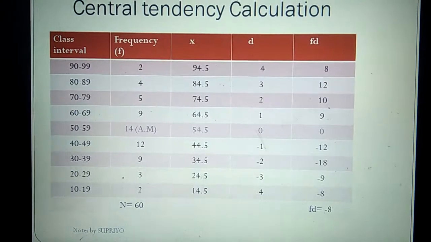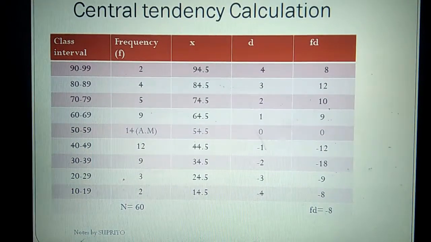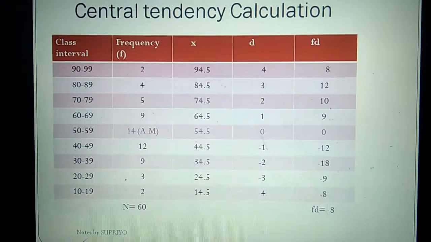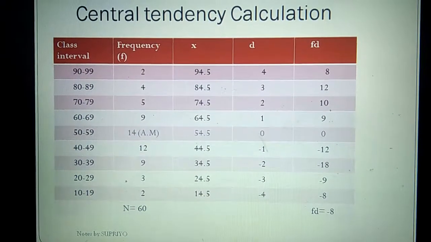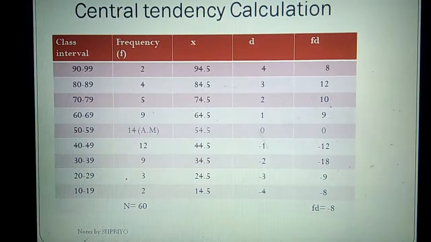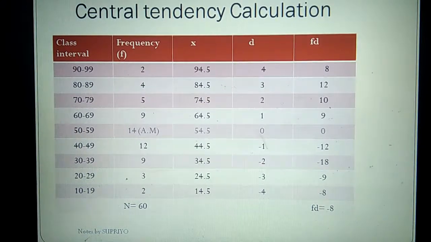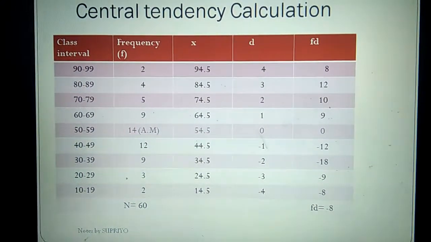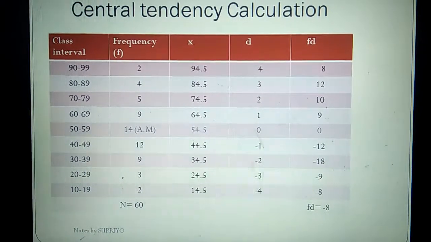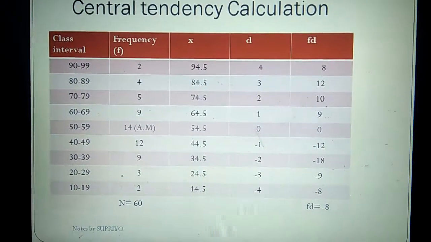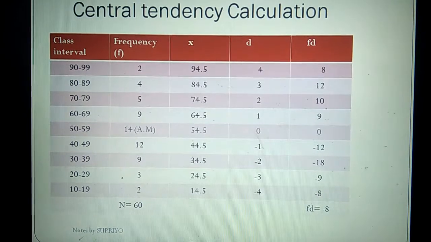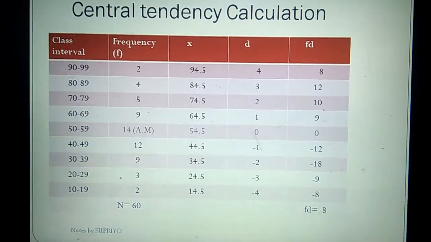Now, what is X on the third column? X on the third column indicates the midpoint of the class interval. Now the midpoint of the class interval 90 to 99: in order to find the midpoint, we will add the two of them together, 90 plus 99 divided by 2. So it will give us 94.5.